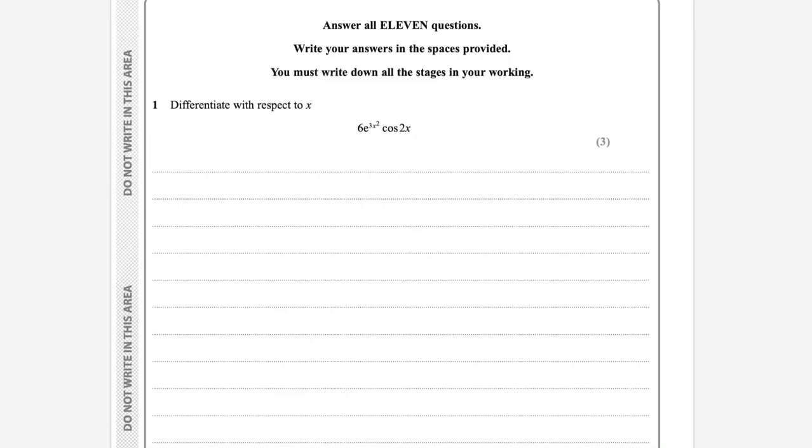Question 1. Differentiate with respect to x. Okay, this, guys, is a product rule. So I'm going to do u equals 6e to the 3x squared and v equals cos 2x.